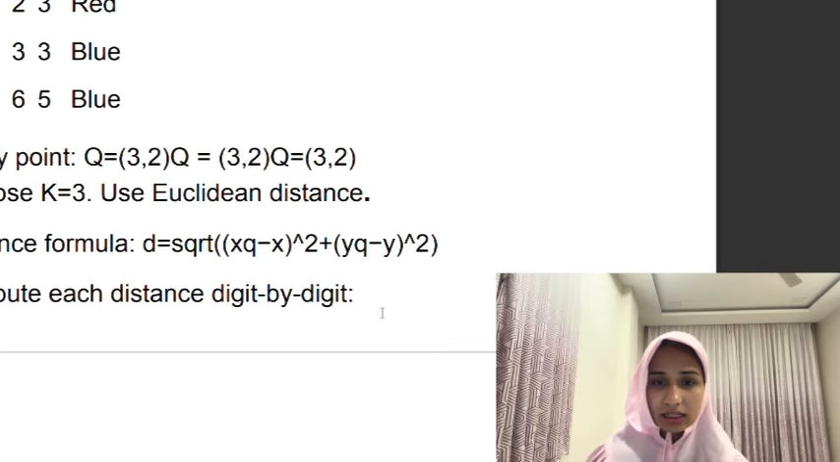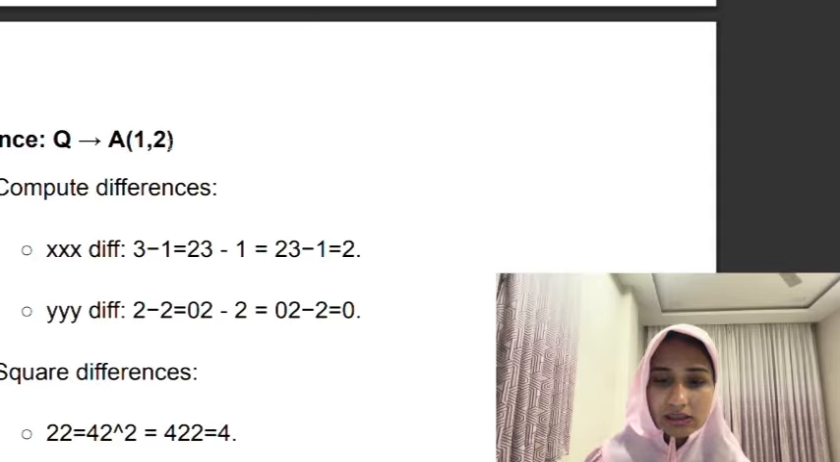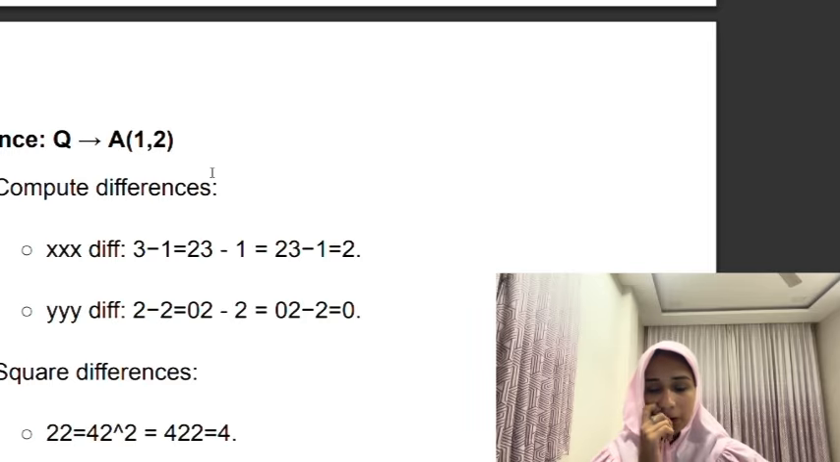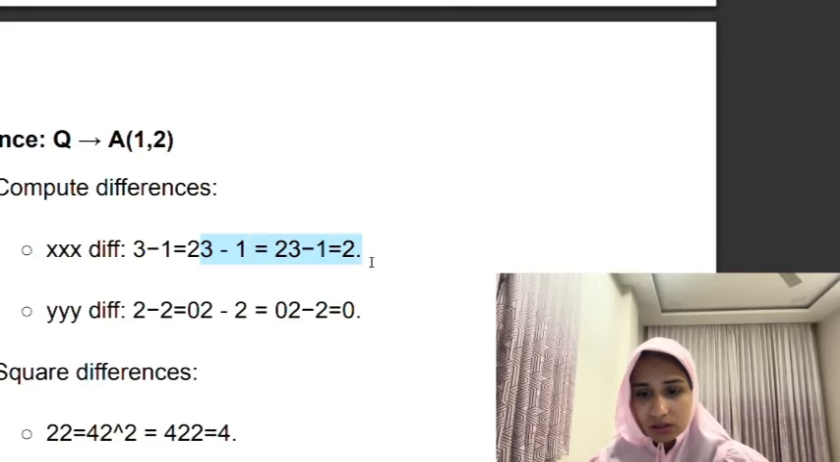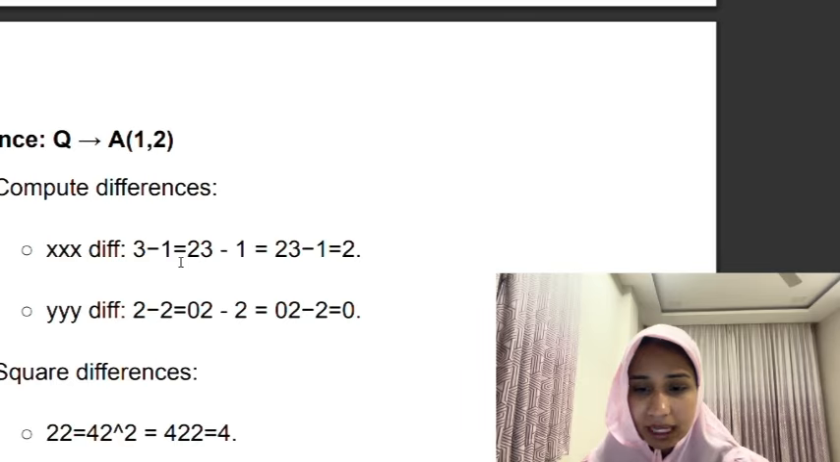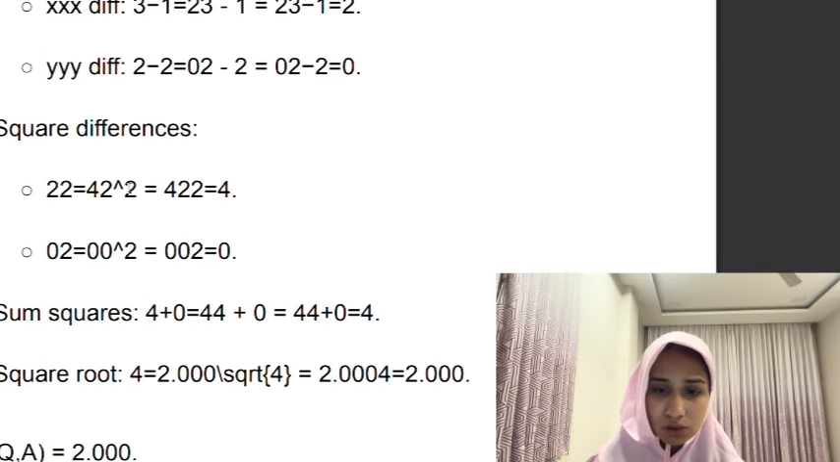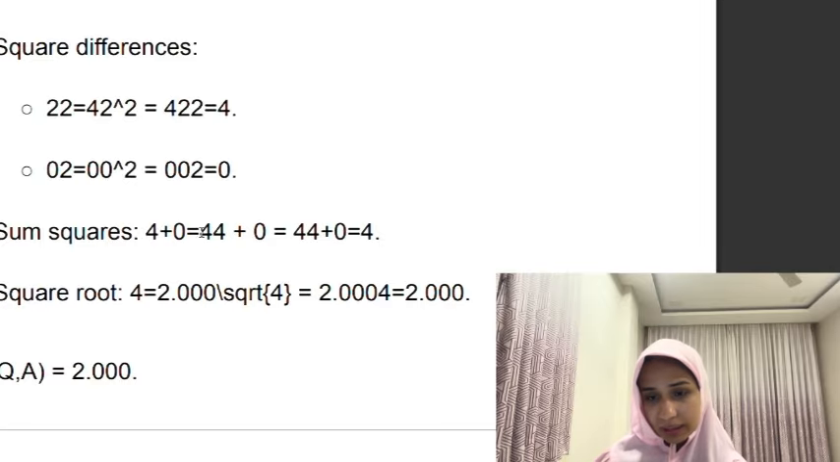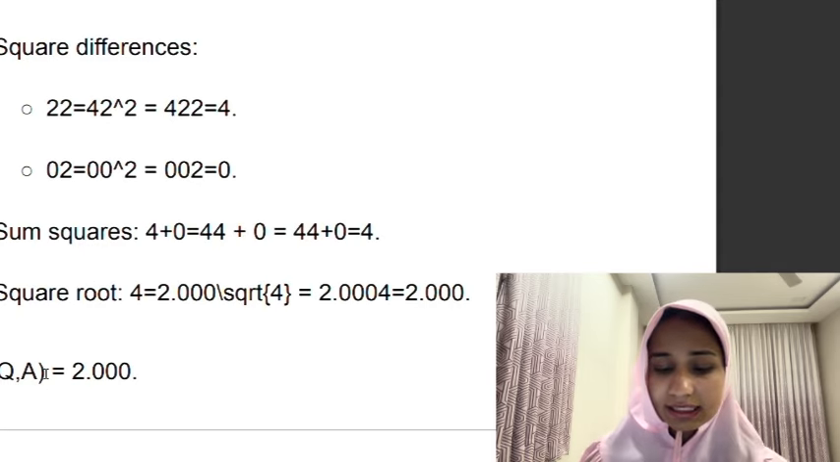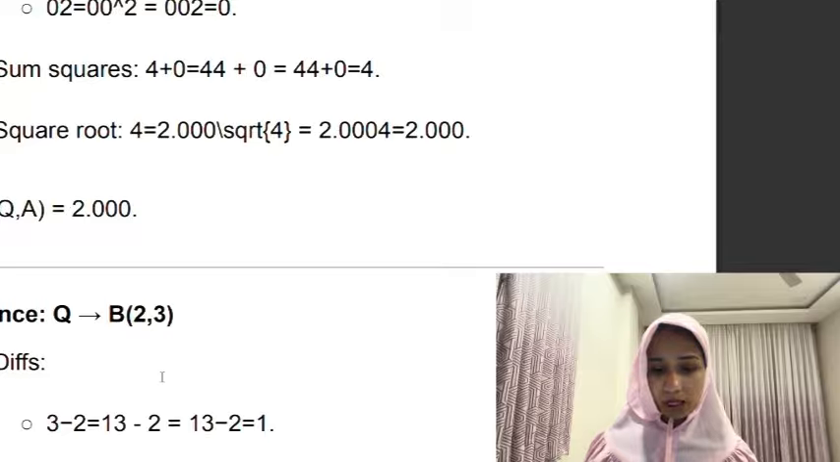First, our point A is (1, 2) and Q is (3, 2). The x difference, 3 minus 1, is 2, and 2 minus 2 is 0. The squared differences: 2 to the power 2 is 4, and 0 to the power 2 is 0. The sum of squares, 4 plus 0, is 4, and the square root of 4 is 2.00. So the distance DQ,A is 2.0.